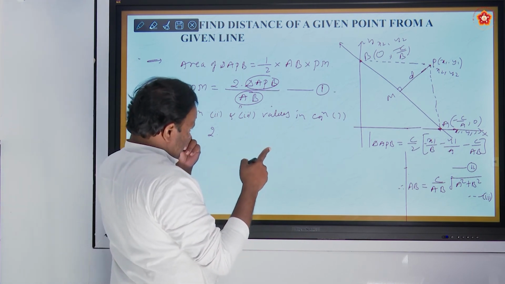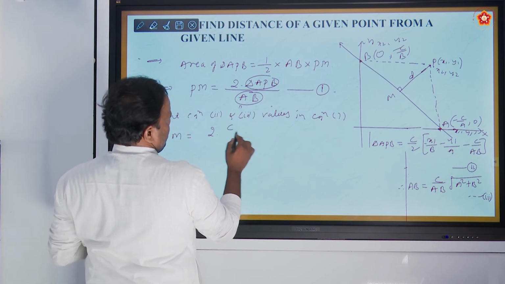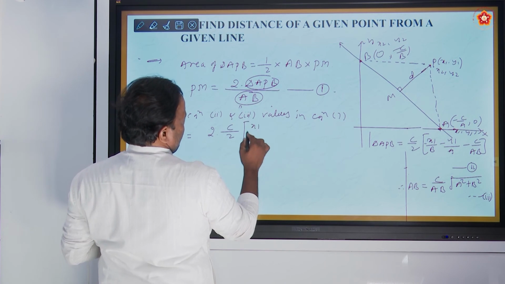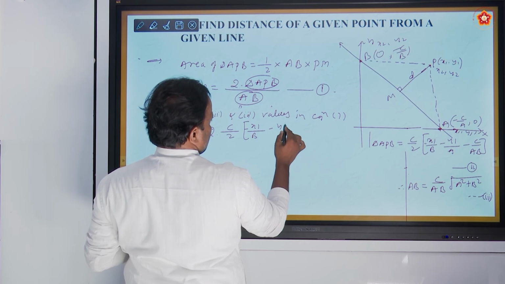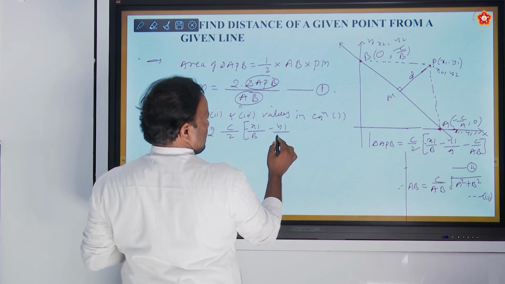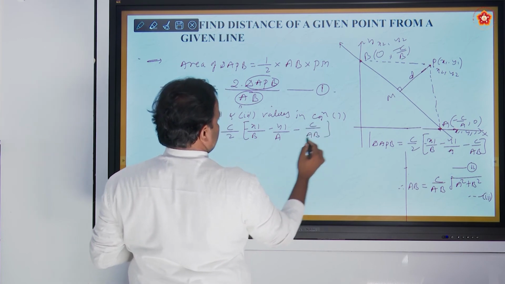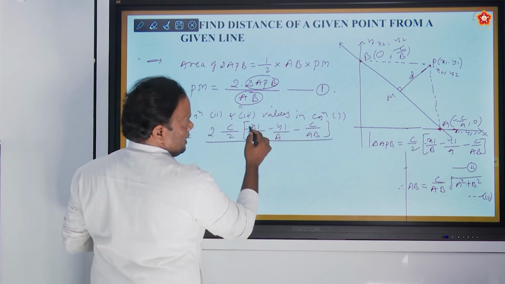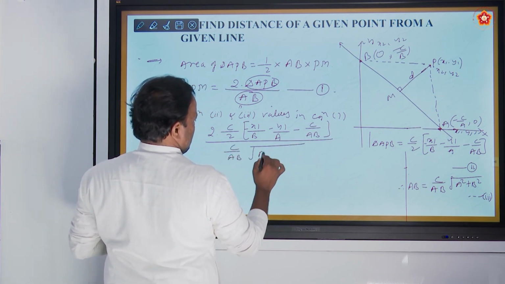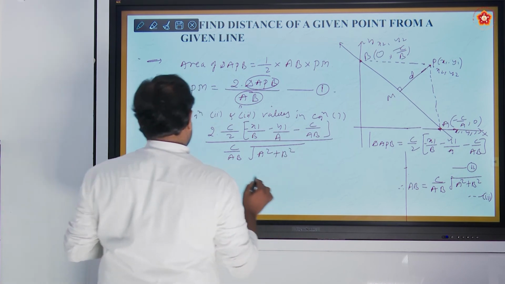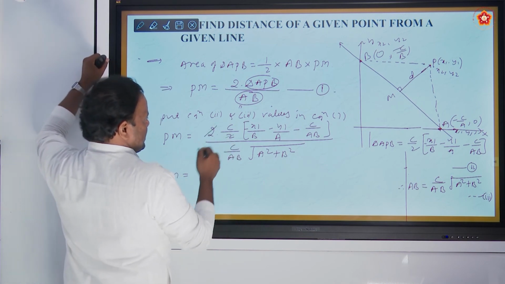Better you take their LCM. You can take LCM AB. Later, C by 2 bracket x1 dividing by B, sorry, minus x1 by B minus y1 by A minus C by AB, whole dividing by AB. You know that C dividing by AB square root of A square plus B square. Okay, PM is equal to, observe here, this 2 gets cancelled clearly.